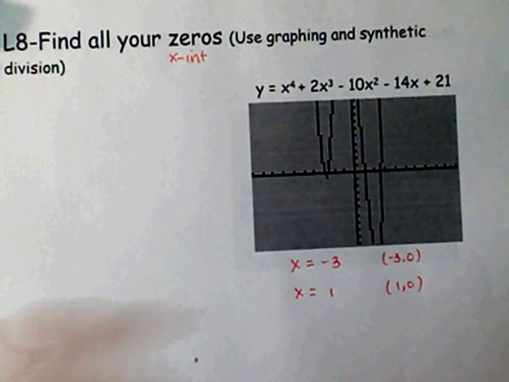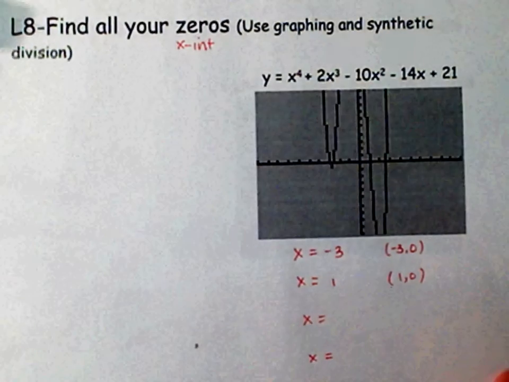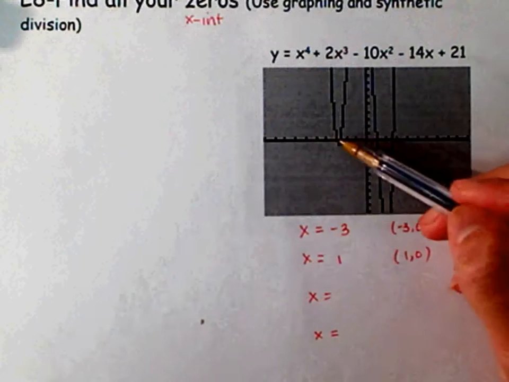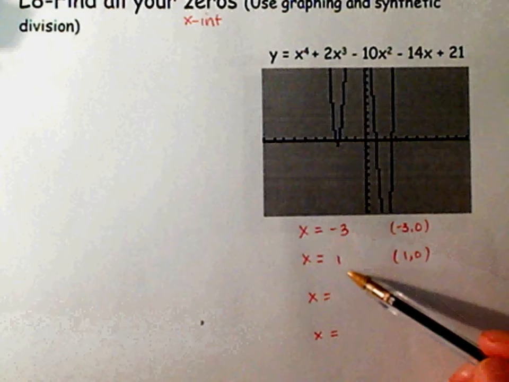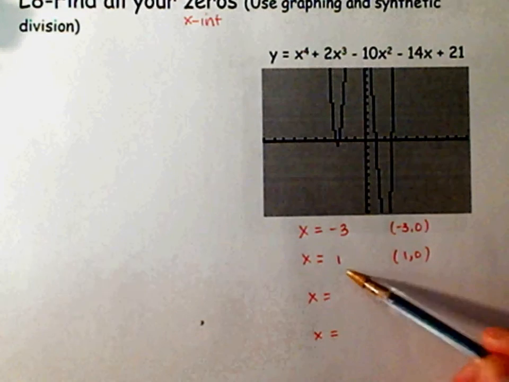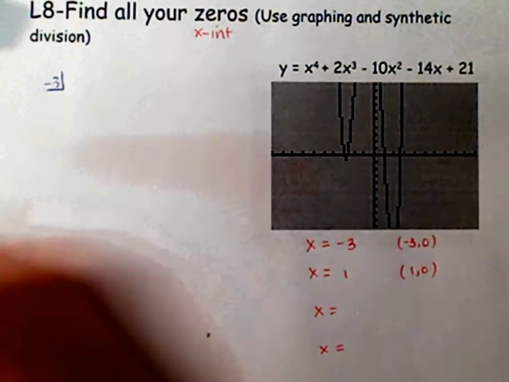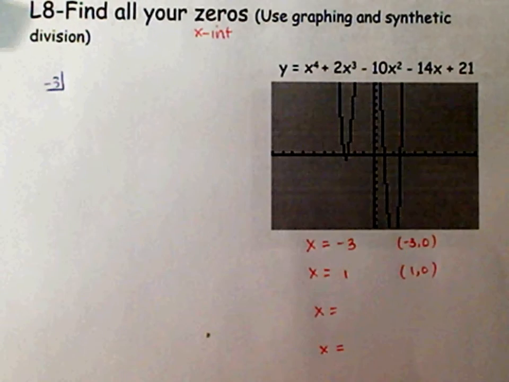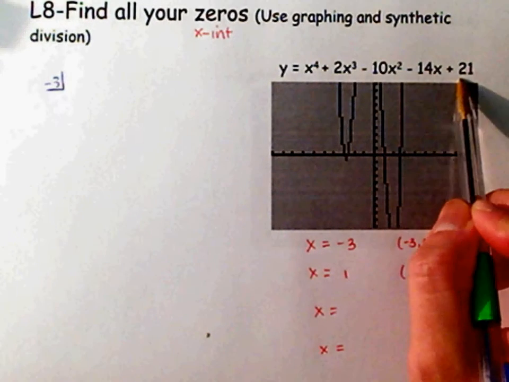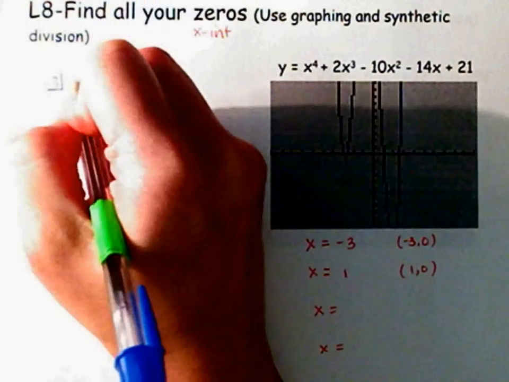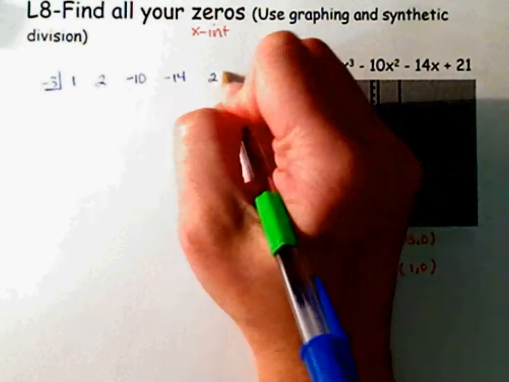Now I'm going to use synthetic division. I've got to find all 4 where it crosses the x-axis, and I know it's crossing 4 times based on my graph. We're going to use one of these zeros. It doesn't matter which one you use first, so I'm going to use -3. I'm going to use synthetic division to get me to where I need to be to find my other 2. Notice, this needs to be in order from highest to lowest, in standard form. So I'm going to write my coefficients: 1, 2, -10, -14, and 21.